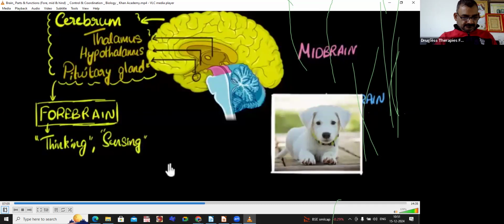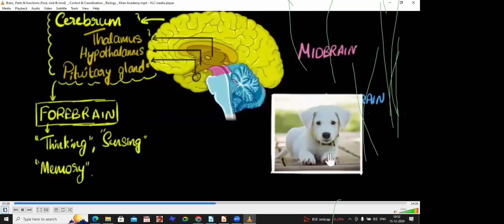What else? Well, you identified this picture, right? It's a puppy. Did you confuse it with a donkey or tiger? No. The reason you can remember it's a puppy is because of your memory. You know what puppies look like and you can associate with it. So that also comes from your forebrain. Memory, learning, all of that comes from your forebrain.